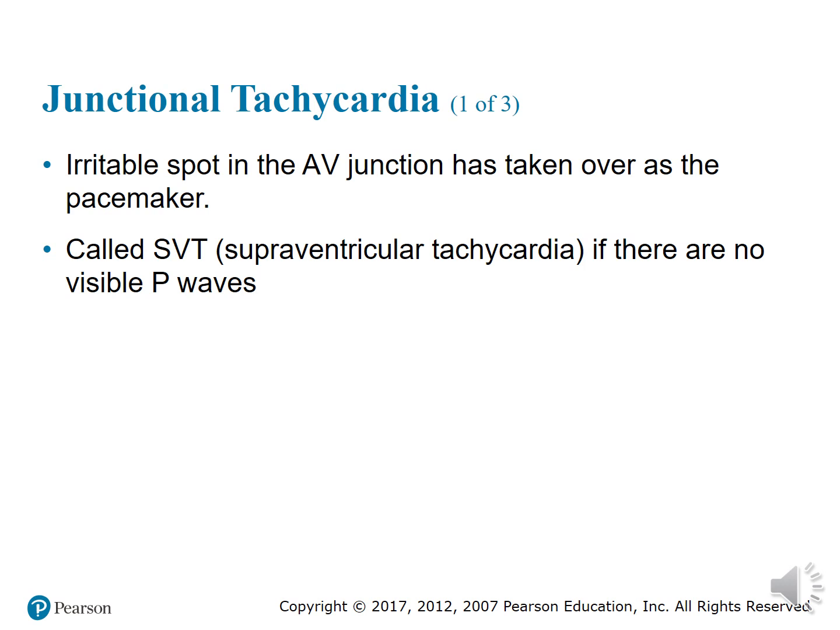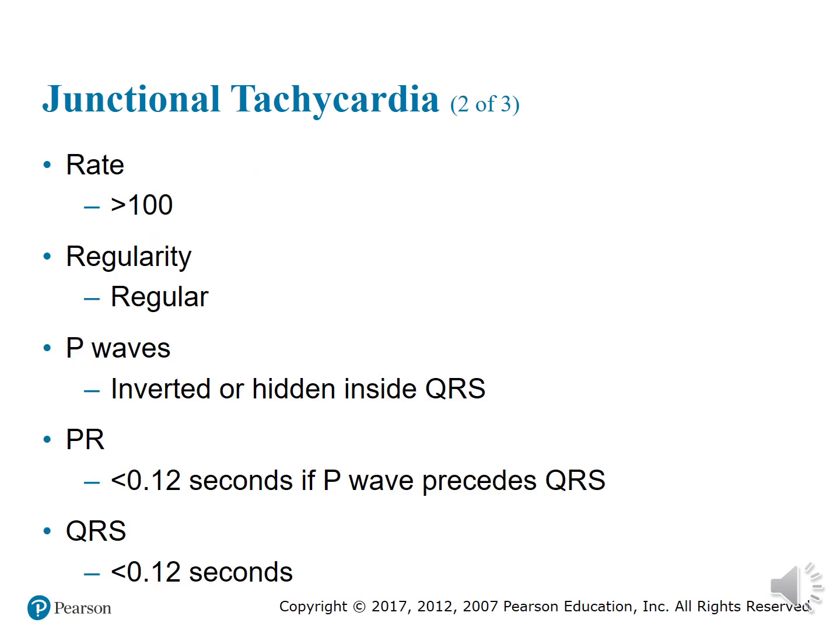Only due to the fact that there are no visible P waves. So it almost looks like an SVT. It goes really, really fast. But remember, junctional rhythms can conduct an impulse antegrade or retrograde to form a P. So your P might not show up at the beginning, but it might show up at the end of your QRS or within your T wave. That's the only difference.